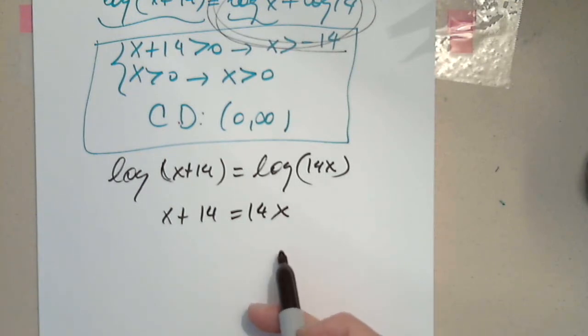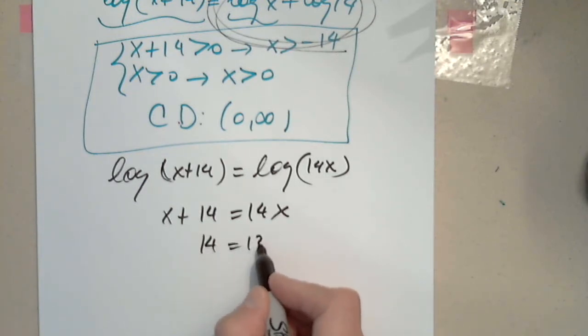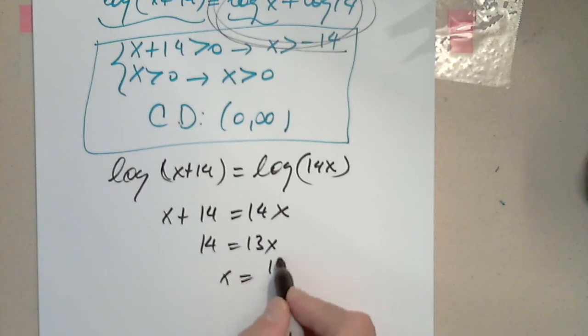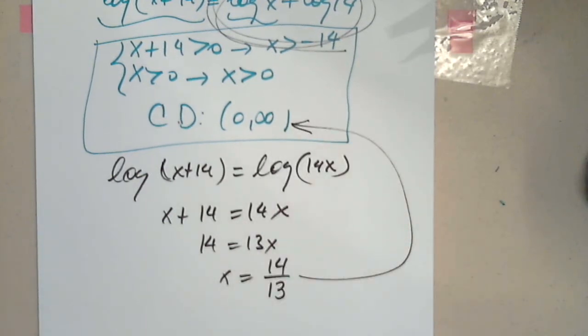I subtract x from both sides, so I get this. And then x equals 14 divided by 13. And since that is in the common domain, I will definitely say yes.